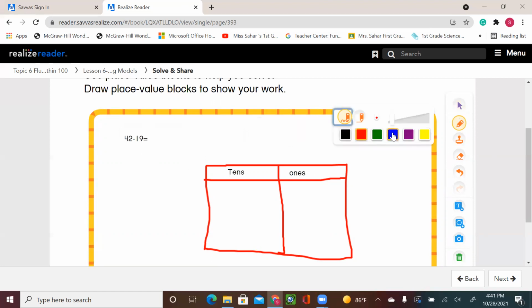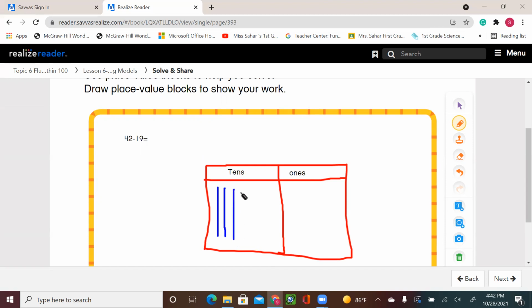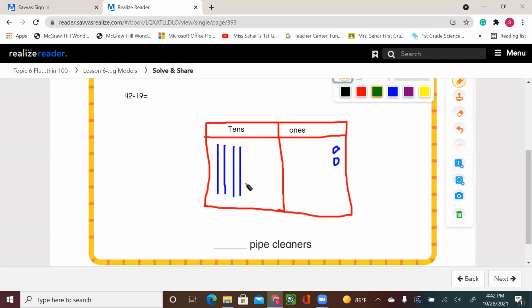So first, let me use my place value blocks. Use a different color. So 42 means 4 tens. That's 1 ten, 2, 3, 4, and then I have 2 ones. All right, so now I know that I need to regroup, so let me move 1 ten here, and I break it into 10 ones. So 1, 2, 3, 4, 5, 6, 7, 8, 9, 10. And I have 2 more, so total 12.